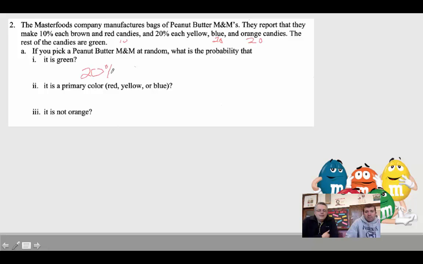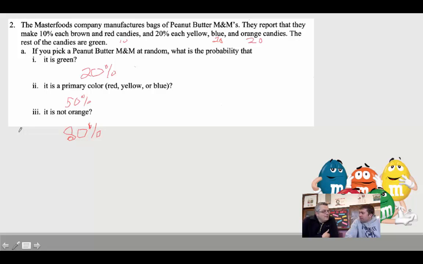20%. Good. Okay. Primary color, red, yellow, or blue. Those are disjoint events. So it's just common sense that you can add those. We're actually using the second probability rule. Red, yellow, blue. So 20, 20, and 10 gives us 50%. Not orange. Well, orange was 20%, so I think there's an 80% chance then that it's not orange.